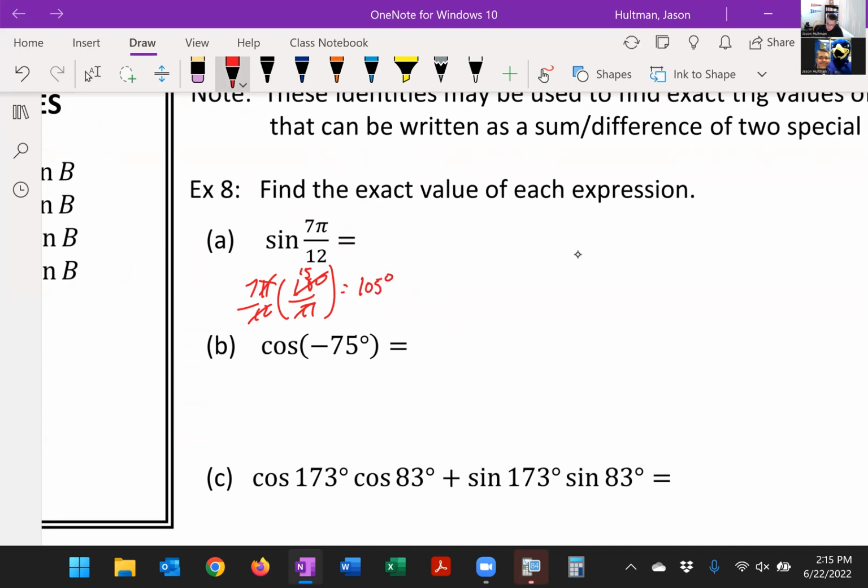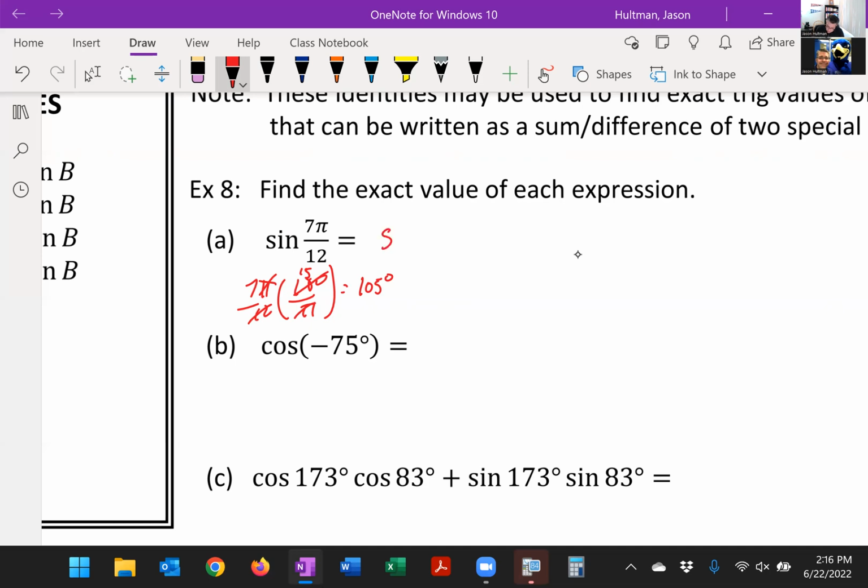Okay, so we want the sine value of 105 degrees, which is 7 pi over 12. So how can we rewrite that with some special angles? Well, let me think about that for a second. 60 plus 45, would that be good? I think so. 60 plus 45 would work.